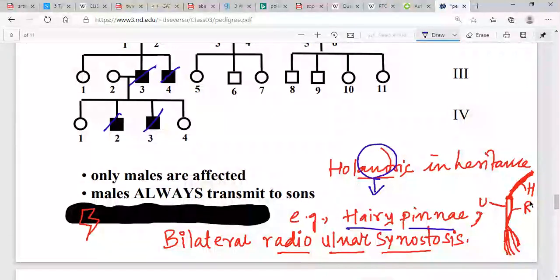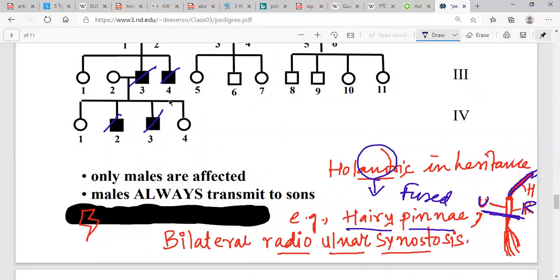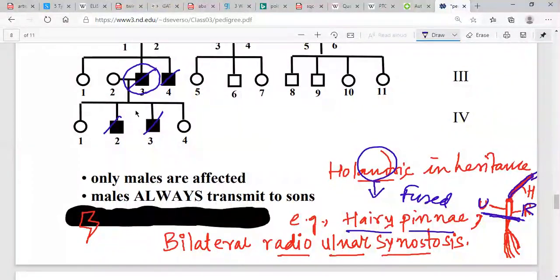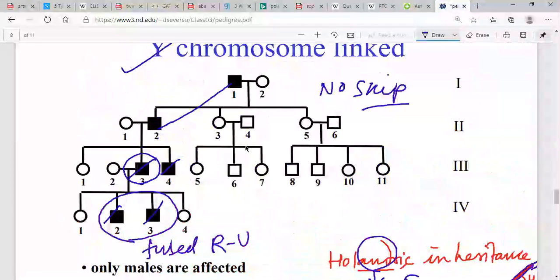What does it mean? In males, not in females, have humerus, ulna and radius bones, and this ulna and radius are fused, that state is known as bilateral radioulnar synostosis. So synostosis is the fused form. Now if the father is here with this defect or hairy pinna, all his sons will be born with fused radioulna. Here you can see.